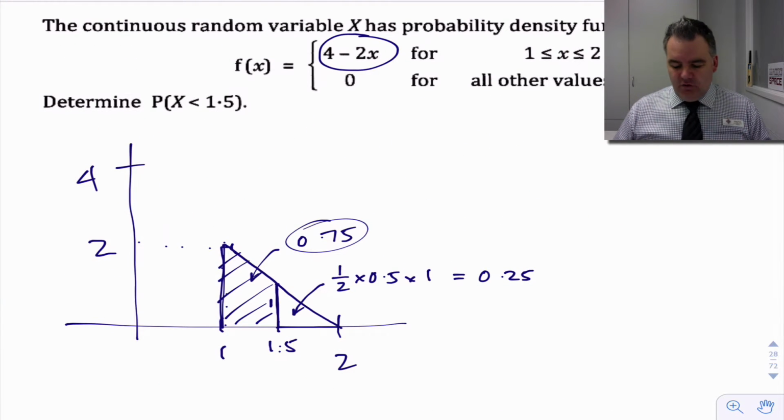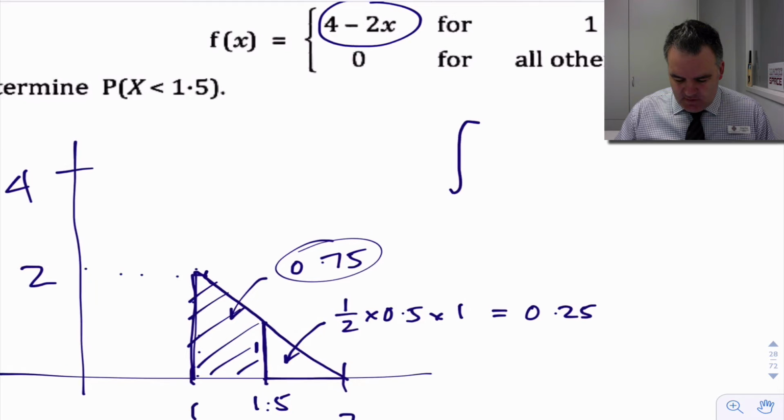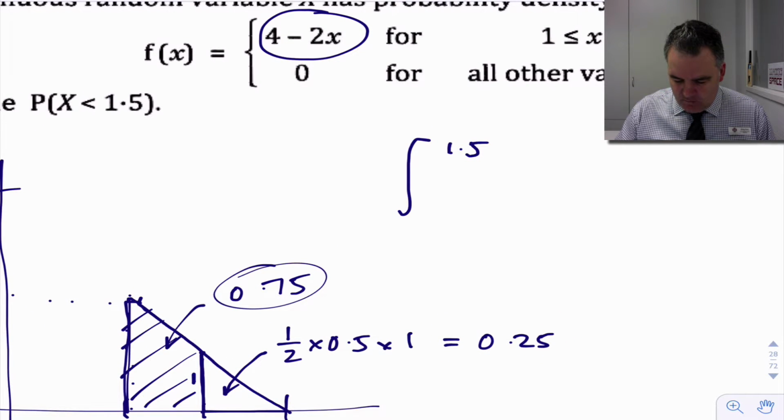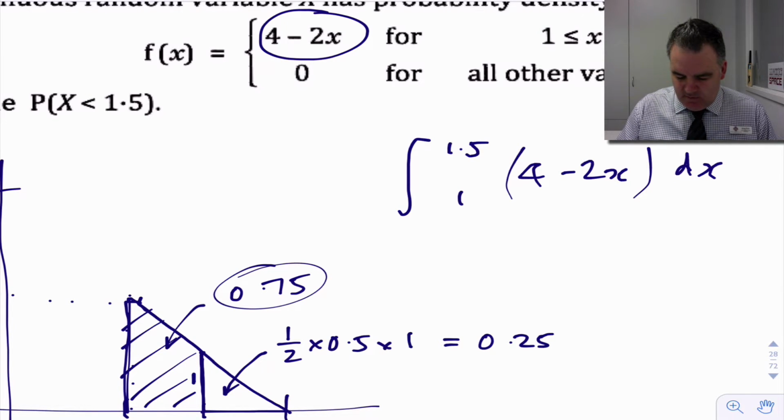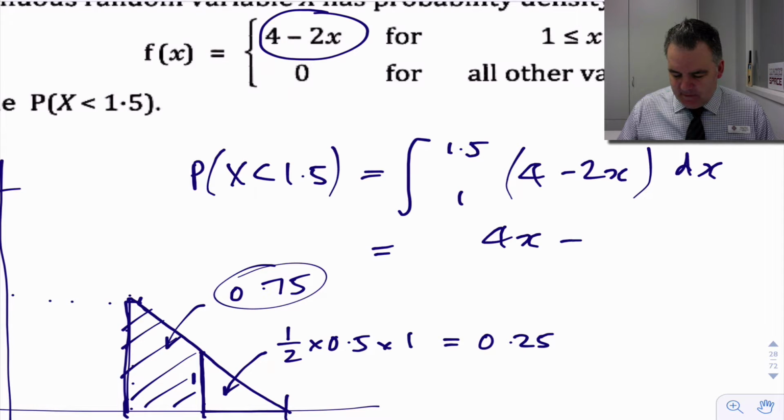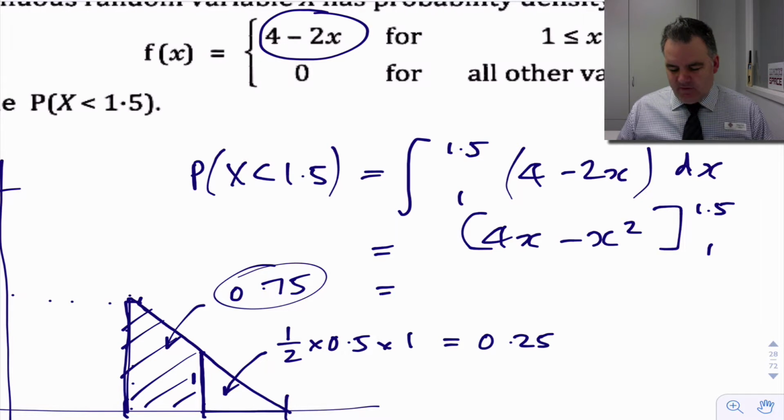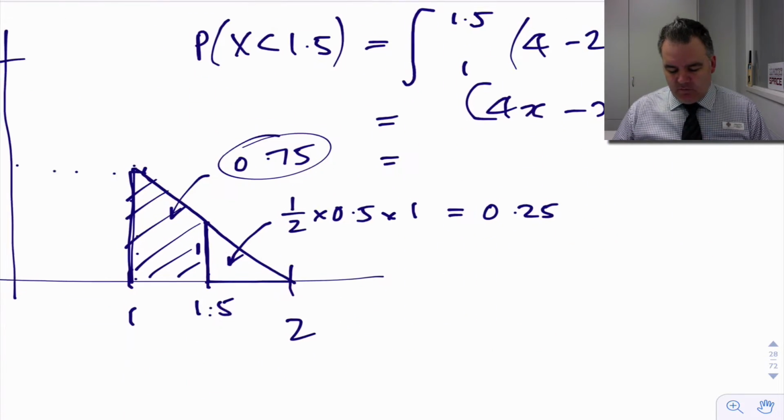Again, try and use the triangle idea rather than going for the integration idea, even though the integration will work fine. The probability is the integral from 1 to 1.5 of 4 minus 2x dx. That's the probability x is less than 1.5. It's good to know both ways, and I think both ways are valid and okay, but I think the triangle way is quicker. You can do the integral on your calculator, sure, but it's a little bit longer, a little bit more tedious, so go for the triangle way if you can.